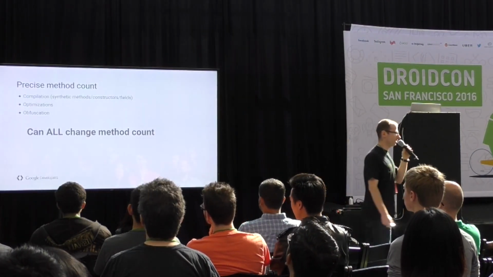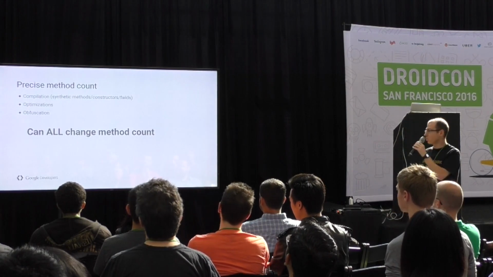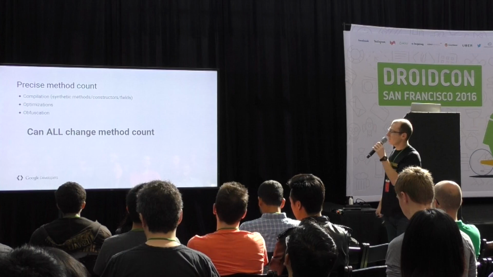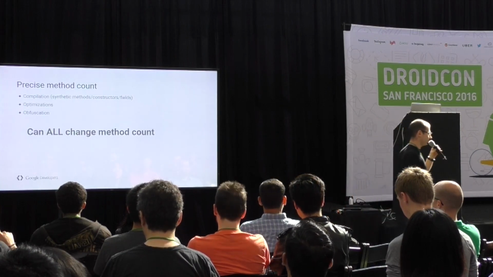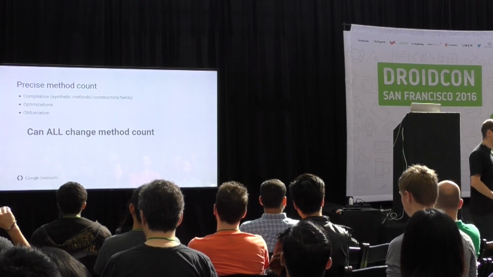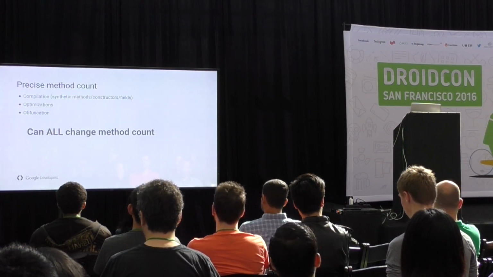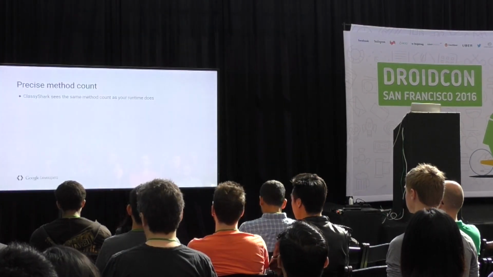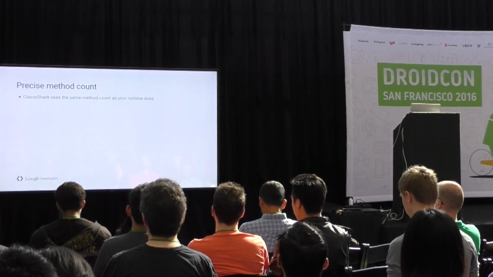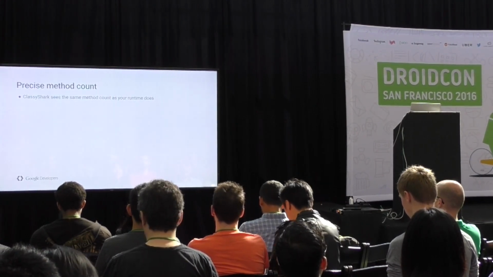Compilation, synthetic methods, fields, constructors, optimizations, method inlining, and other interesting things, and obfuscation, can all change the method count. And ClassyShark sees the same method count as your runtime is seeing.